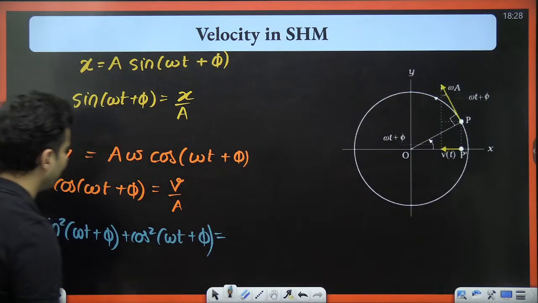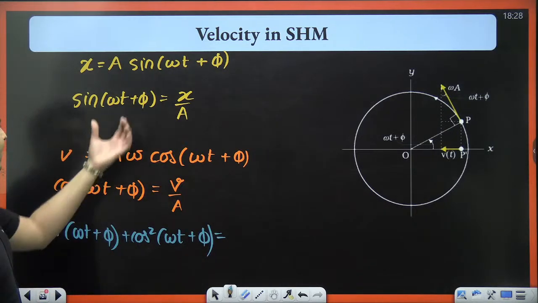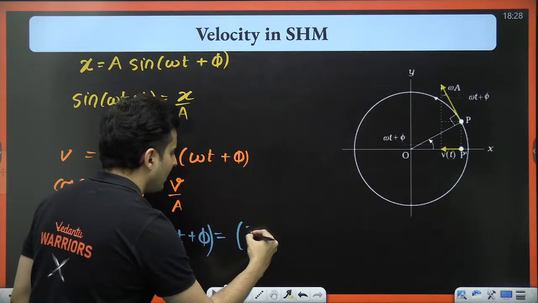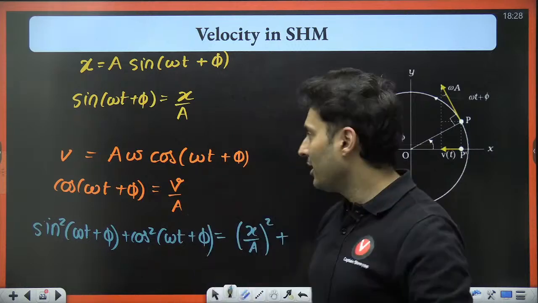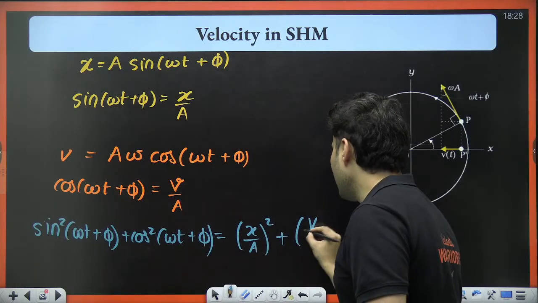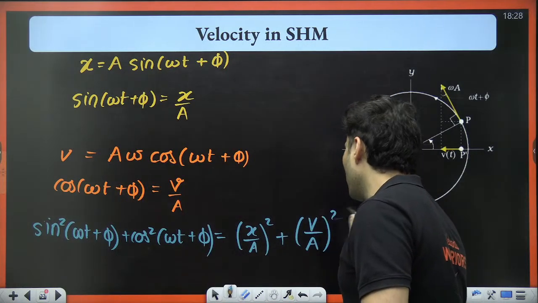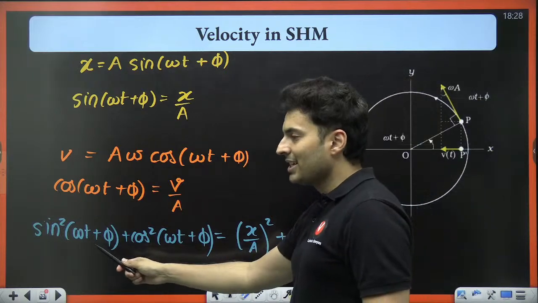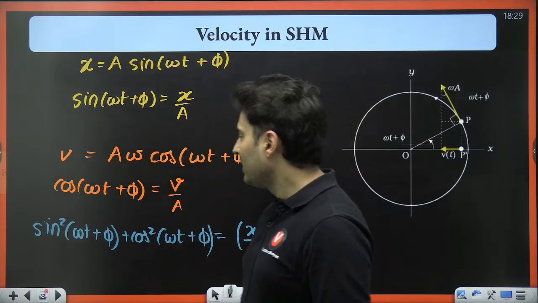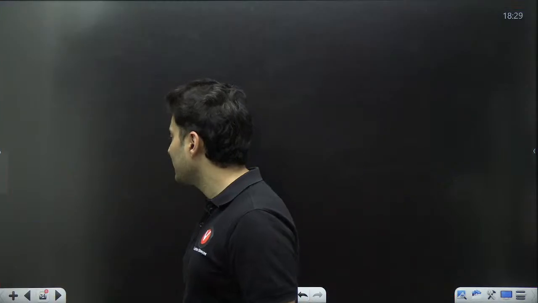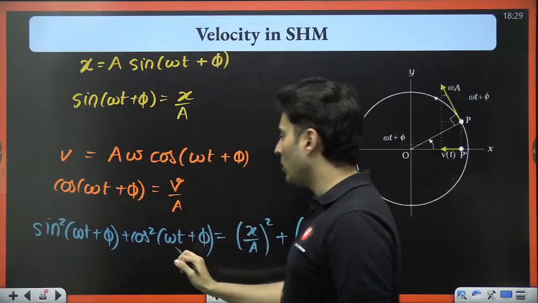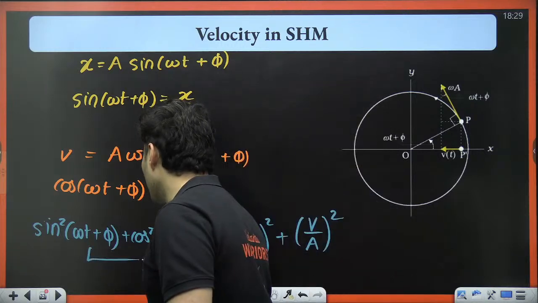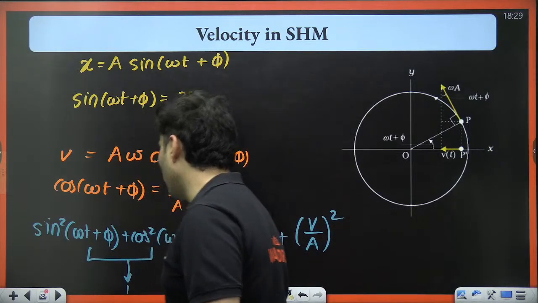Let's see what we get. Sine square plus cos square. Sine square means x by a whole square. Cos square means v by a whole square. What do I know? Sine square plus cos square, what is it, my dear students? Isn't it 1? If you add both of these, you will just get 1, right?